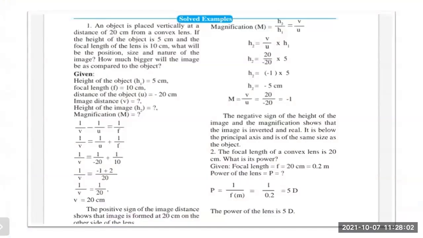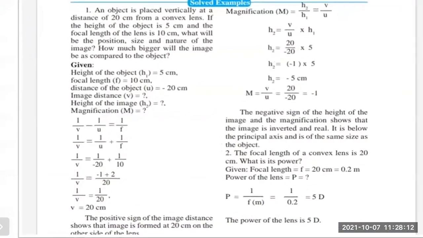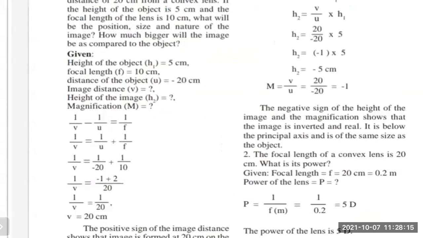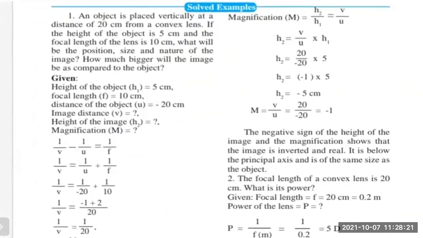Now, short examples, numericals, you have to study in this lesson. So as I told you, you need to remember this formula, 1 upon v minus 1 upon u is equal to 1 upon f. Okay, then also the magnification formula is there.